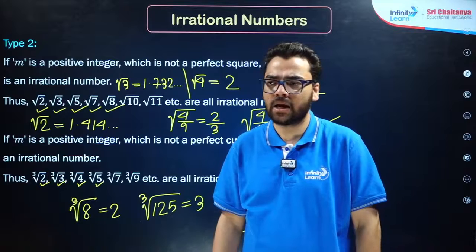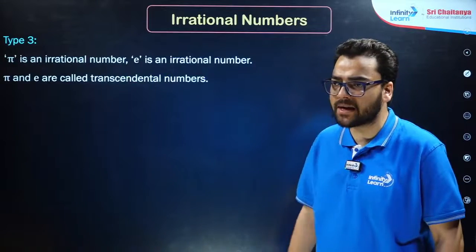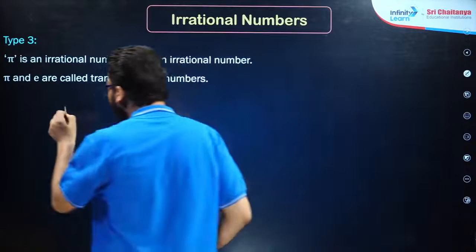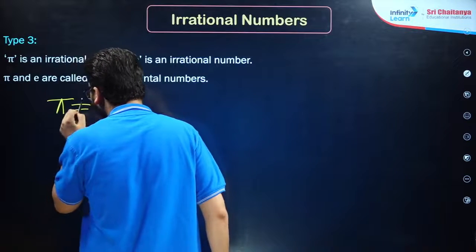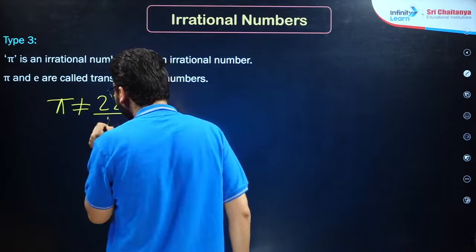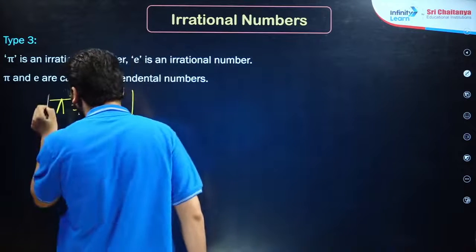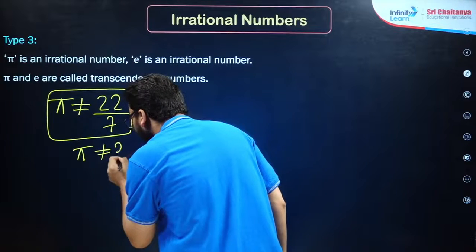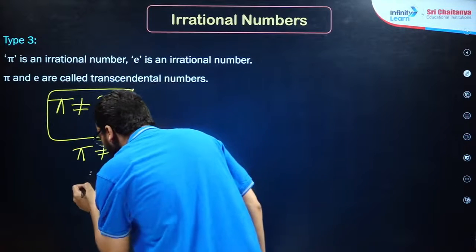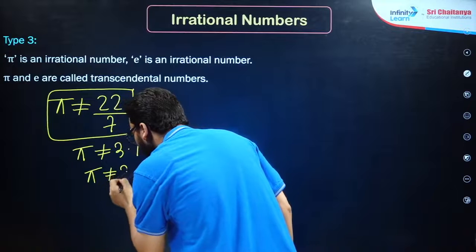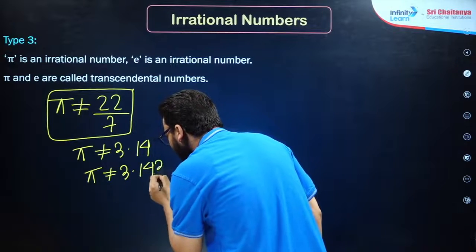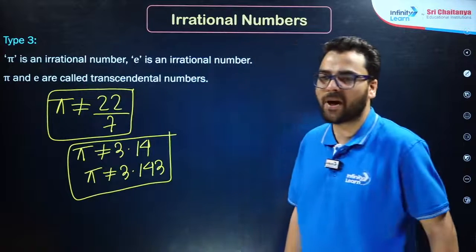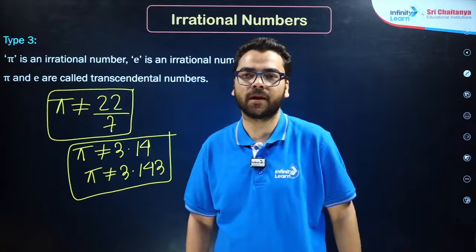Right? Now many students think that pi is equal to 22 upon 7. That is the first mistake. Pi is not equal to 22 upon 7. 22 upon 7 is just an approximate value of pi for calculation purposes. Pi is not equal to 3.14 as well, or 3.143. Those are all approximate values of pi for calculation purposes. You got that? Pi is an irrational number.